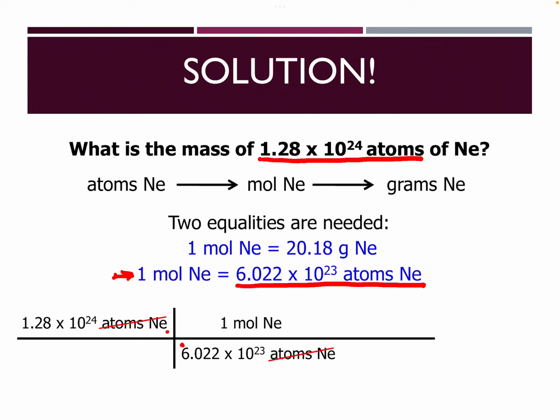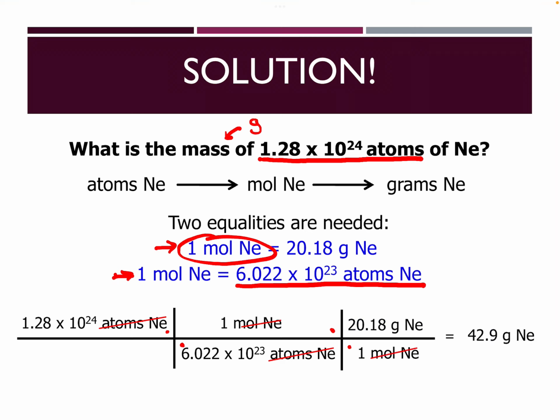But that's not what we're trying to find. Remember, we're trying to find mass, which is in grams, so we have to keep going. Now we can use the molar mass to change moles of neon into grams of neon. So that's what we've got up here. Remember, our units have to cancel, so if we have moles of neon here, we have to have moles of neon down here. So that means that 1 mole of neon will go on the bottom, and that 20.18 grams of neon will go on the top. Make sure our units cancel, and then multiply everything out, and we'll get our answer.